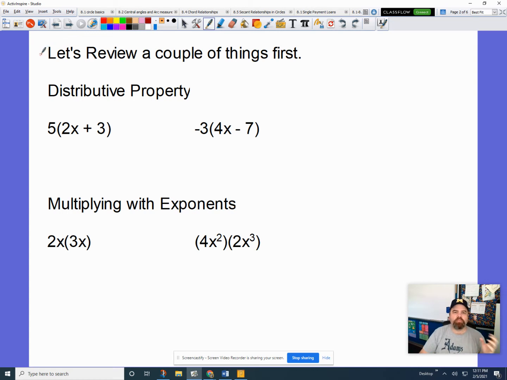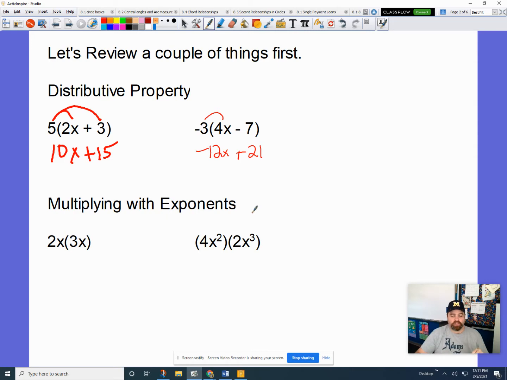we need to pull in a couple of things to be able to pull this off. First of all, the distributive property says whatever you've got inside your parentheses, you multiply by whatever's outside your parentheses. That's pretty straightforward. We've been doing that since August. So that's how we would get 10x plus 15 on this one. And similarly, when I multiply a negative 12x and a negative 21 here, it gives a positive 21 because of the negative times a negative.